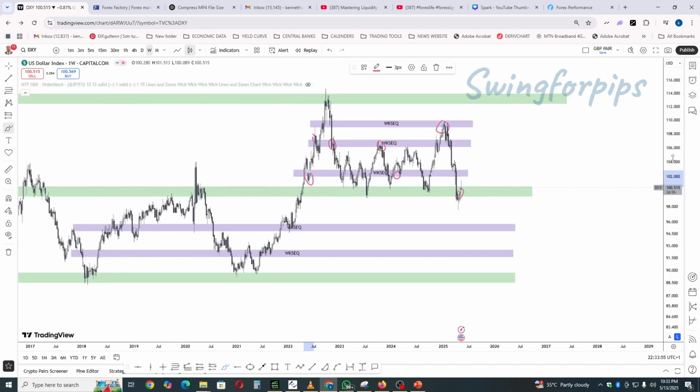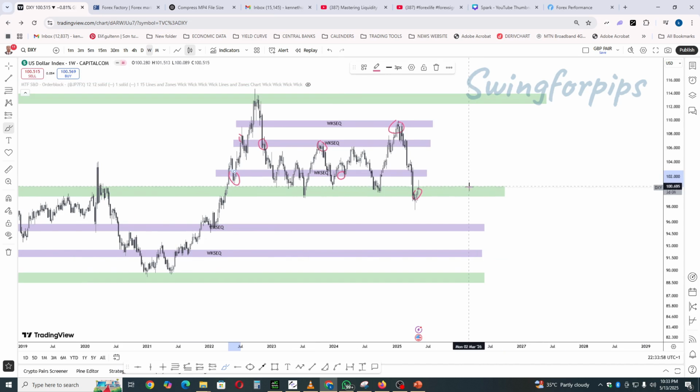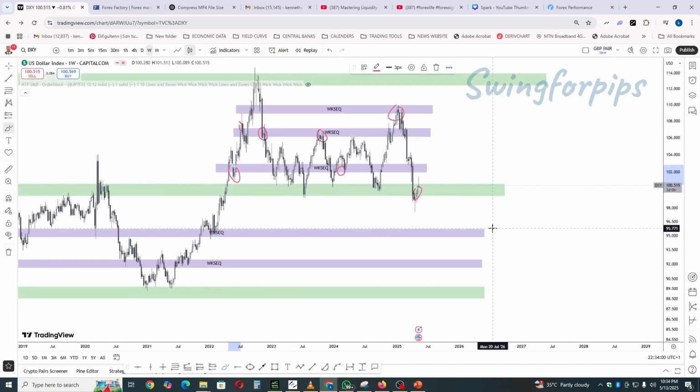So going forward, we'll be talking about things like spillage. Price coming to test the zone. Sometimes you just penetrate the zone by a few pips and then go the other way.